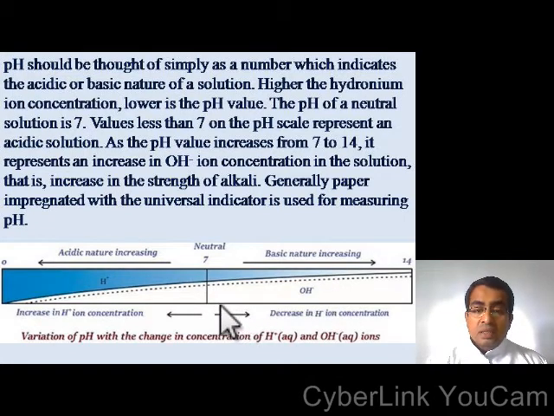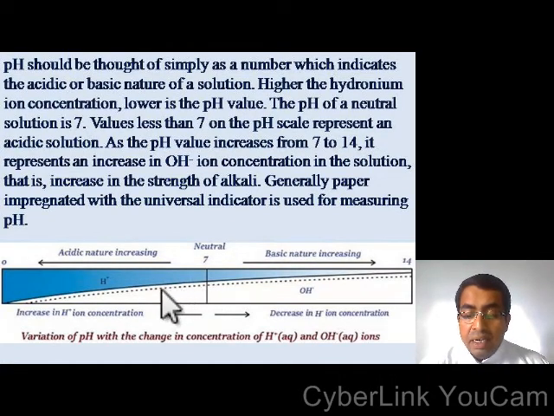When you look at this pH scale, you can see the neutral solution has the pH value 7. When the hydrogen ion concentration increases, we can say pH decreases and acidic nature increases. H plus ion concentration increases, acidic nature increases, pH decreases. On the other side, when the OH minus ion concentration increases, basic nature increases, pH increases.